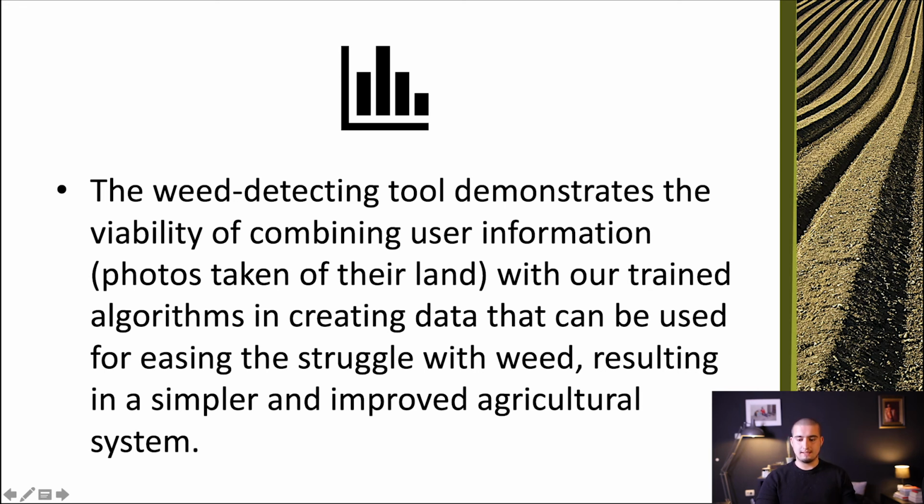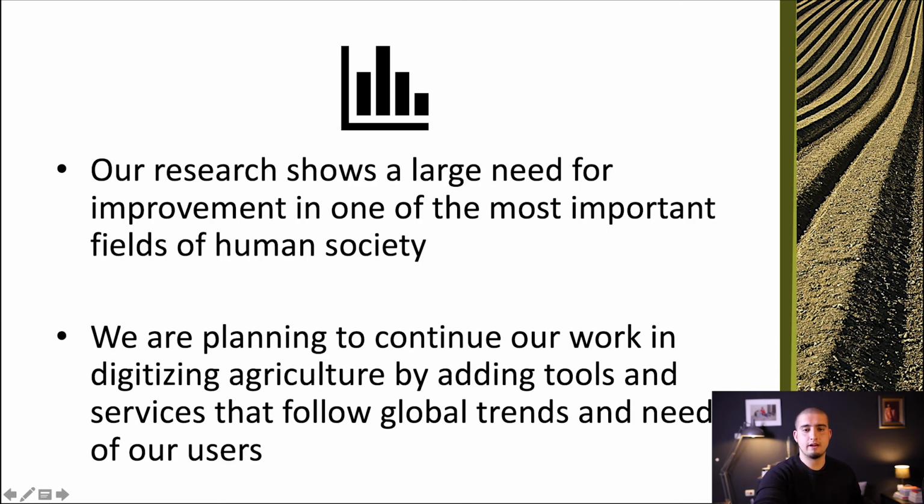So as I mentioned already, detecting weed is not only a very hard job, it has the biggest problem, time, because weed is very fast, and if left, it can grow and destroy all of the crops. This way it results in a simpler and improved agricultural system. It shows that with this tool we can make farmers' already very hard jobs a lot easier and a lot more efficient. As I have written here, our research shows a large need for this improvement.